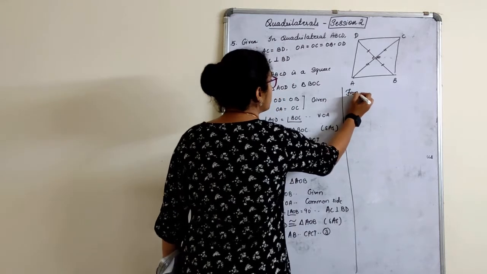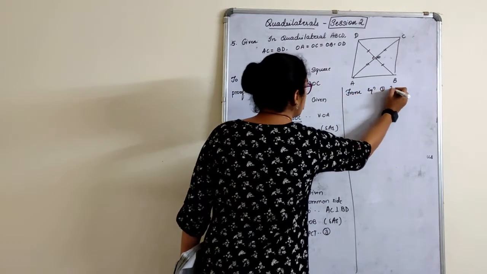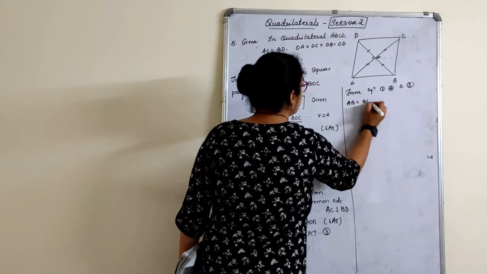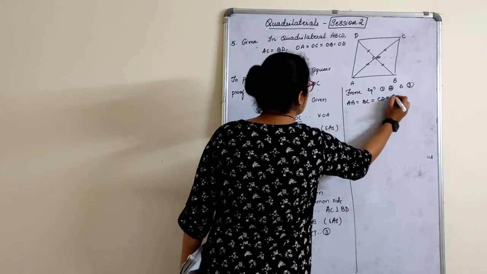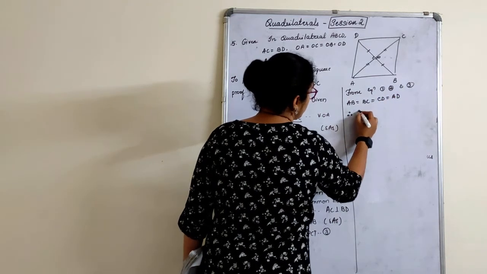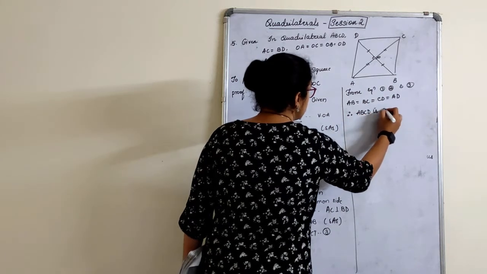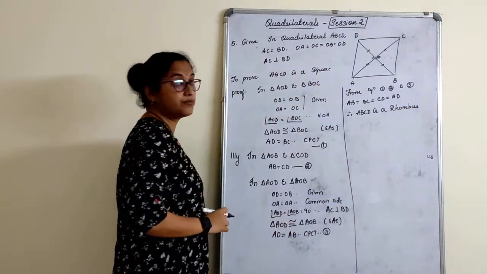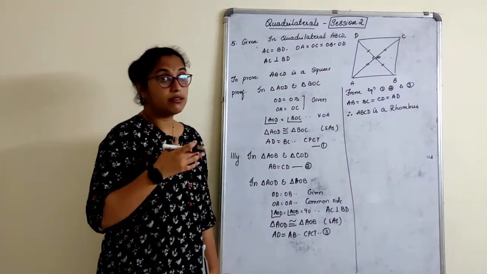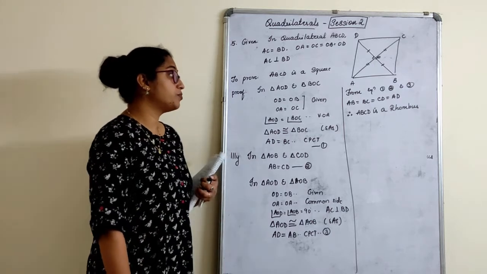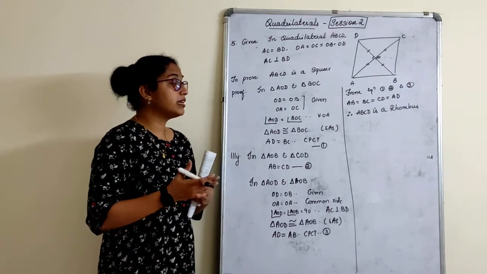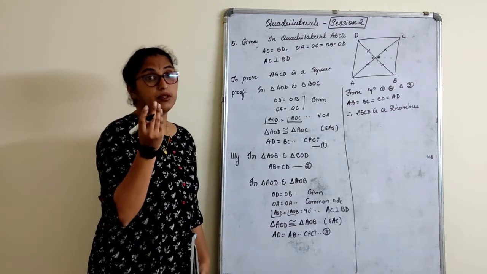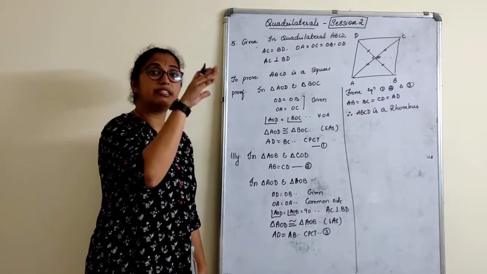From equations 1, 2 and 3, AB is equal to BC is equal to CD is equal to AD. Therefore, ABCD is a rhombus. Don't arrive at the square immediately. It's a rhombus. We proved that all the sides are equal. Now I have to prove that the consecutive angles are supplementary. Now I have to prove that at least one angle is 90, because in a rhombus opposite angles are equal. If one is 90, all are 90.